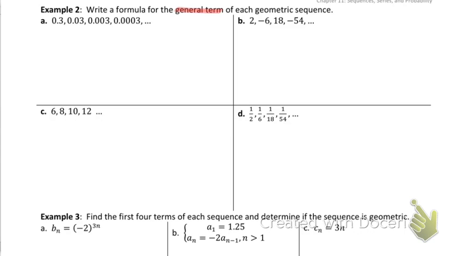All right, general term is explicit, so we're going to do our explicit formulas. I have my starting term as 0.3. I just need to find my common ratio, if I can find one. Well, 0.3 divided by 10 equals 0.03. But I don't want to use division, I want to use multiplication. So instead of dividing by 10, I'm going to multiply by 1 over 10. Multiplying by 1 over 10 gets me 0.003. And if I multiply by 1/10 again, I get 0.0003 as well. So this is, in fact, geometric.